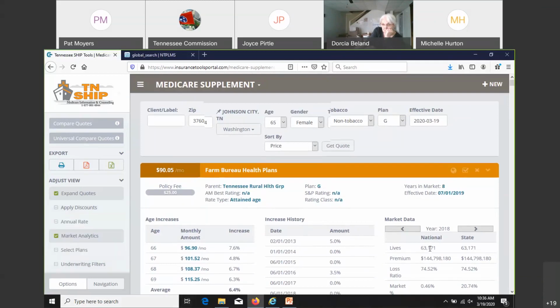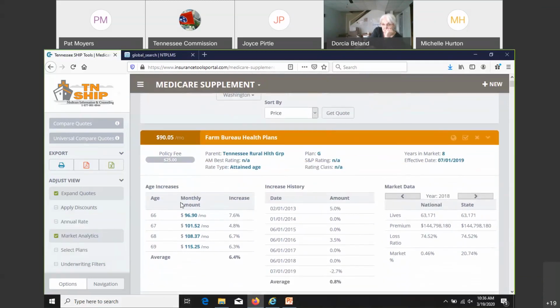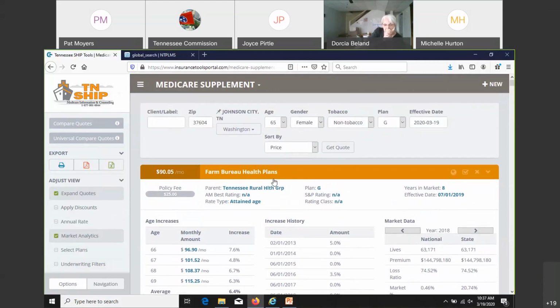Right here, we can see the market data and increase history for each one of those plans. And we'll see on here how cost effective these different rating types can be. So right here, we're just going to look at Farm Bureau health plans. This is the lowest costing Plan G supplemental policy currently by Farm Bureau health plans. Their premium a month for someone who's new to Medicare, age 65, is $90.05 a month. That sounds pretty good, less than $100.